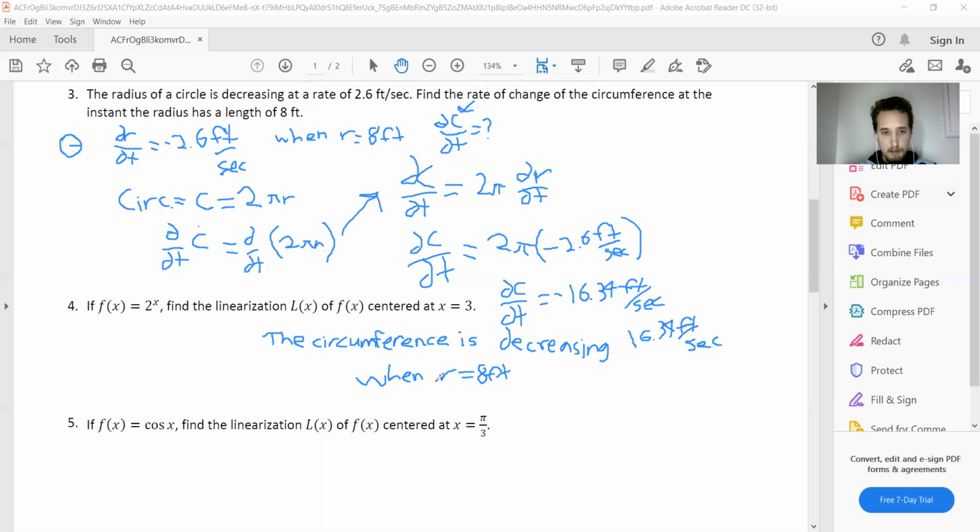Now, actually, for this problem, you don't really need this because circumference is already directly related to radius. It's not related to any other variable. So it doesn't matter what the radius is. If the radius is 16 feet or 5 feet, if the radius is decreasing by 2.6 feet per second, the circumference is just 2 times pi times that value. So it's always going to be decreasing 16.34 feet per second. Because it's not dependent on any other variables, this is always going to be the answer in this case, and you don't need to put when r equals 8 feet.